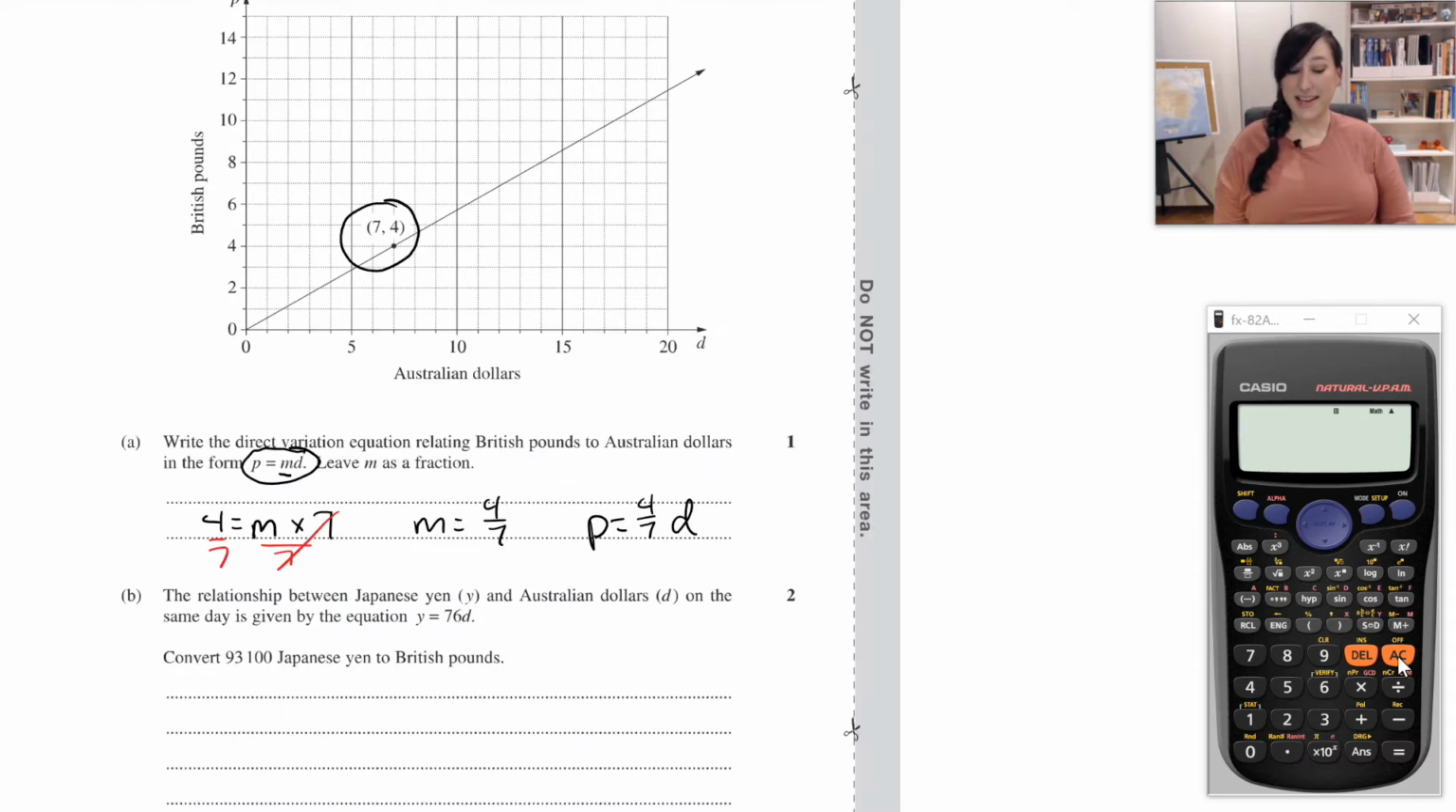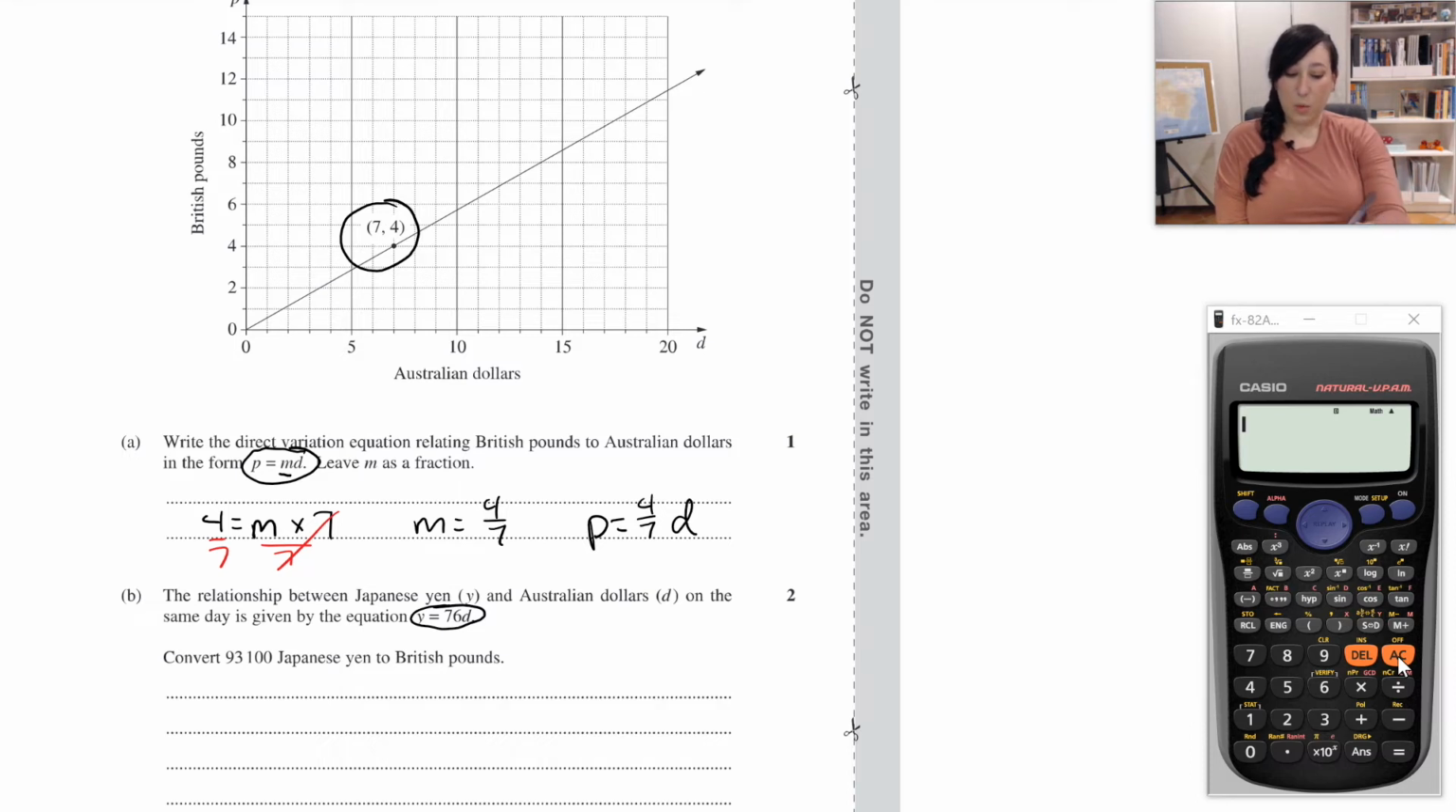Okay, part B says the relationship between Japanese yen, Y, and Australian dollars, D, on the same day is given by the equation Y equals 76D. Convert 93,100 Japanese yen to British pounds. While we don't have a formula to directly connect Japanese yen to British pounds, we do have one that will help us convert Japanese yen to Australian dollars, and then in part A, we can use our formula to convert that to British pounds.